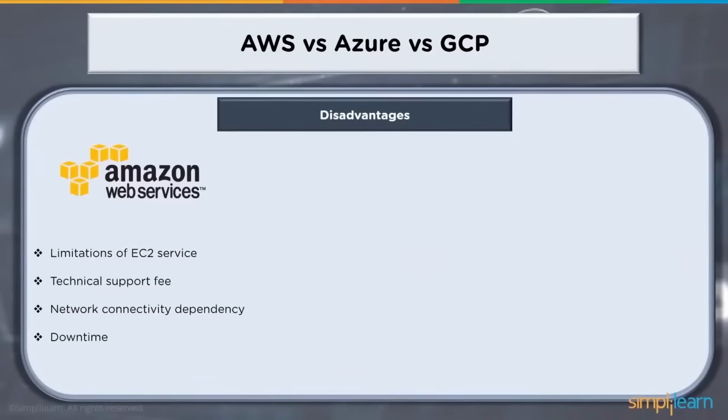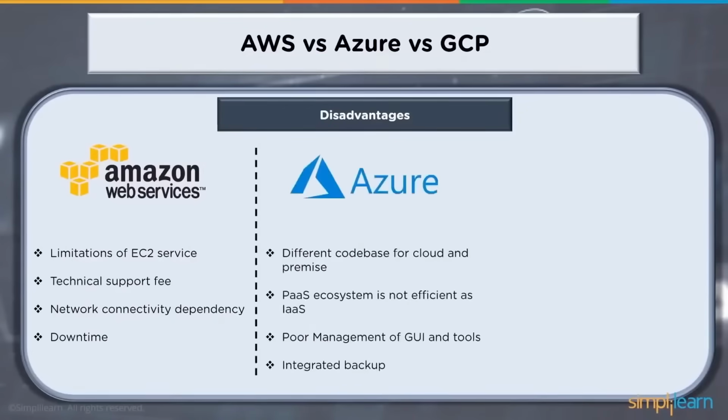When it comes to disadvantages, in AWS, you have limitations when it comes to EC2 service. Well, there are different options in the kind of machines which you can choose, which you can work on. You have a technical support fee, which is incurred, network connectivity, and then also downtime, which might be in case when you're migrating. Azure has different code base for cloud and premise. Platform as a service ecosystem is not really as efficient as infrastructure as a service. Poor management of GUI and tools, integrated backup.